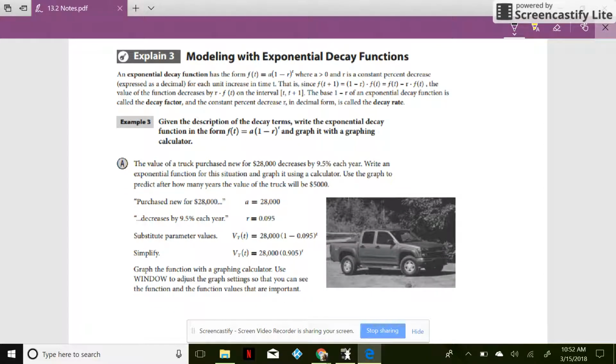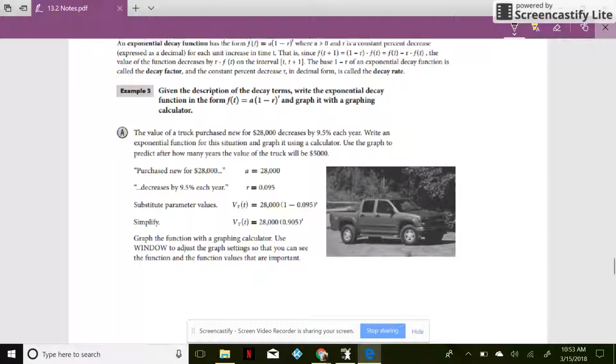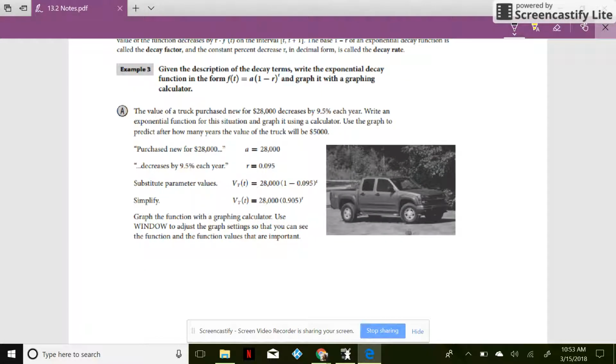So doing some modeling, an exponential decay function has the form f of t is equal to a times 1 minus r to the t. So this is essentially the same as the growth, except instead of 1 plus r, it's going to be 1 minus r because our values are now decreasing. So for example, here we've got a truck purchased for $28,000, decreases by 9.5% per year. So our a value is 28,000, and then we'll have 1 minus r, so 1 minus 0.095 to the t.